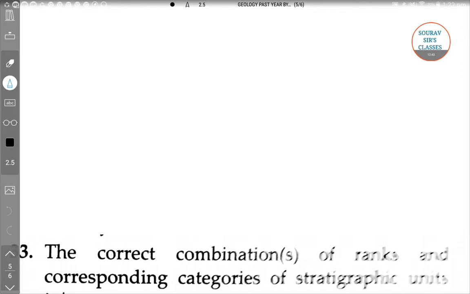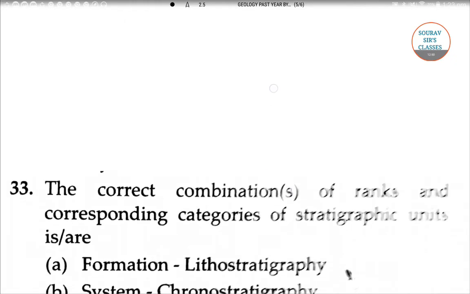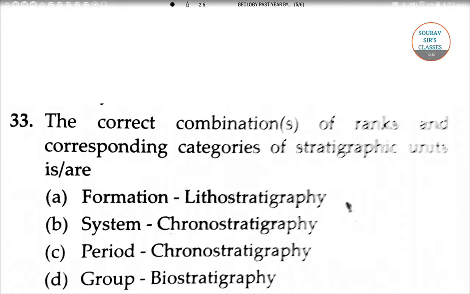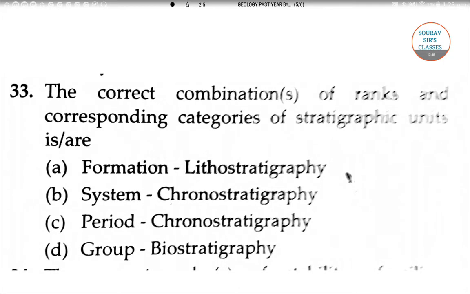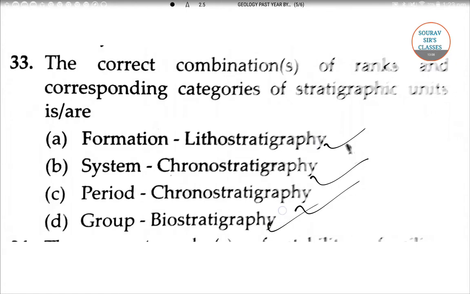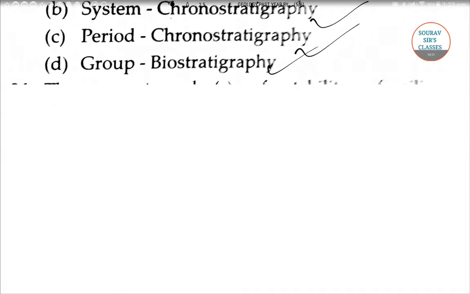So this is the next question we have on our screens now. Let's discuss this question first. The correct combinations of ranks and corresponding categories of stratigraphic units are: formation, lithostratigraphy; system, chronostratigraphy; period, chronostratigraphy; or the group, biostratigraphy. So first we have to make a table and then we have to answer the question. So here we'll write term and here we'll write the remarks.